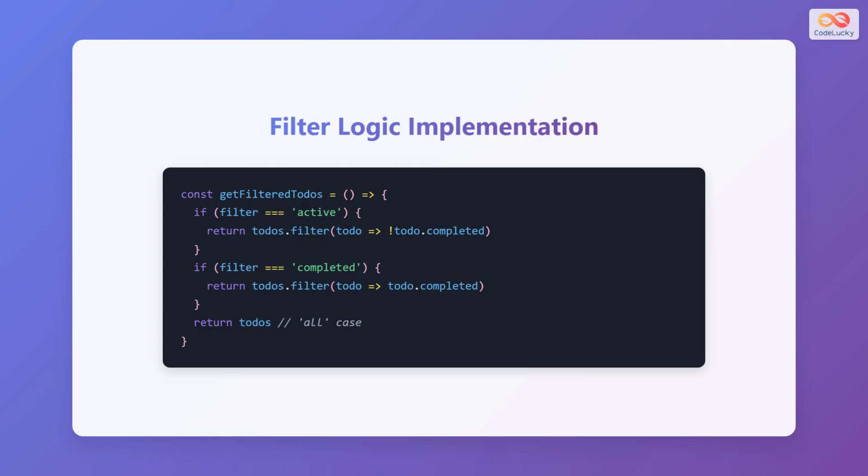Now, let's implement the logic to filter the Todos based on the current filter state. We create a function called getFilteredTodos. Inside this function, if the filter is equal to active, we filter the Todos array to return only those Todos where completed is false. If the filter is equal to completed, we filter the Todos array to return only those Todos where completed is true. If the filter is neither active nor completed, we return the original Todos array, covering the all case.